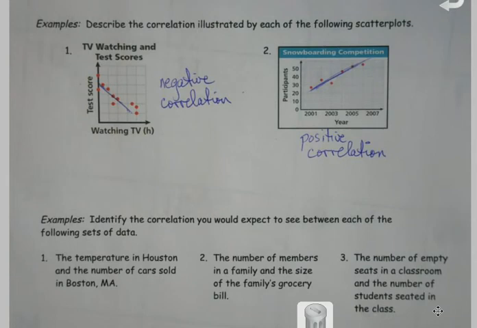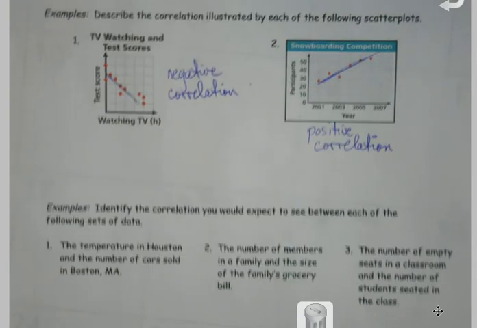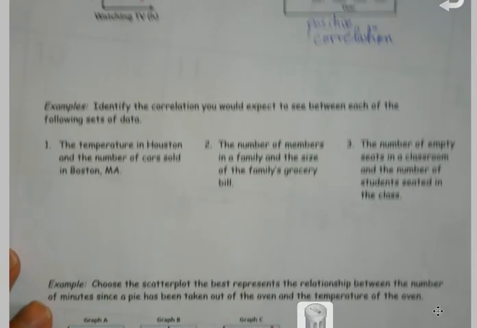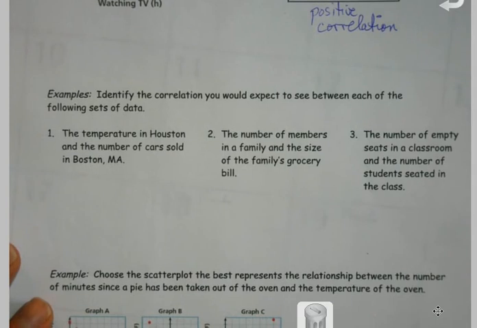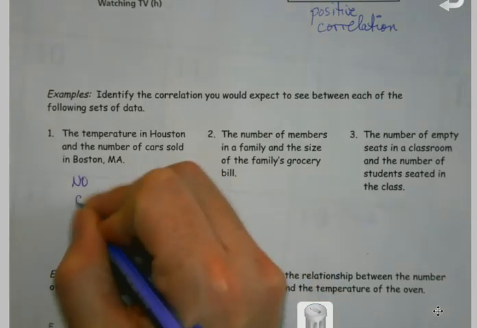Now, sometimes you may find yourself wanting to even draw a picture yourself with this. Like, why would I want to draw a picture? Well, sometimes they may not give me a picture, they just may give me the information. Identify the correlation you'd expect to see between each of the following sets of data. Okay. The temperature in Houston and the number of cars sold in Boston. Now, are those things related at all? No.